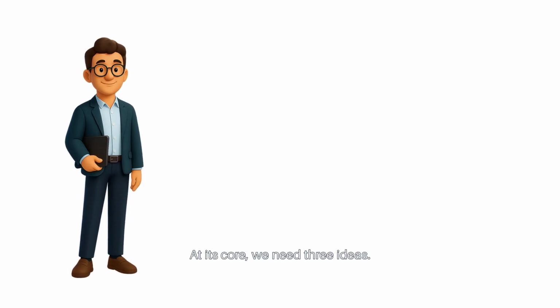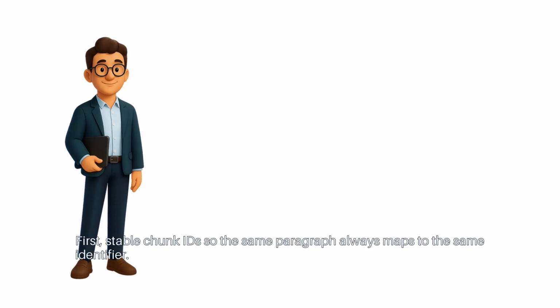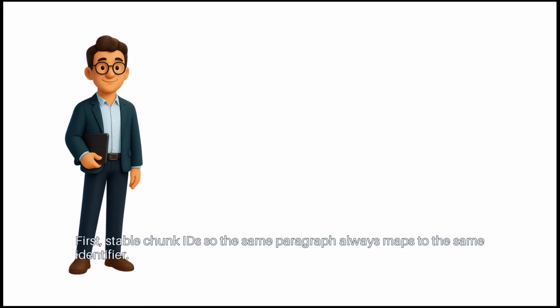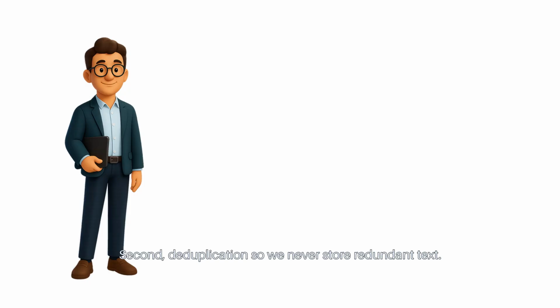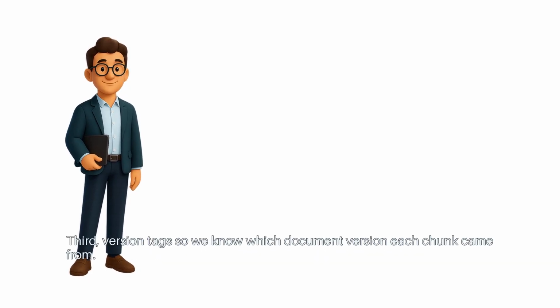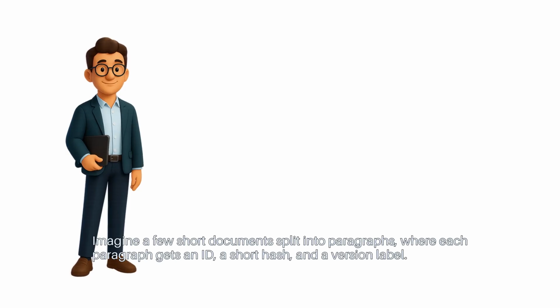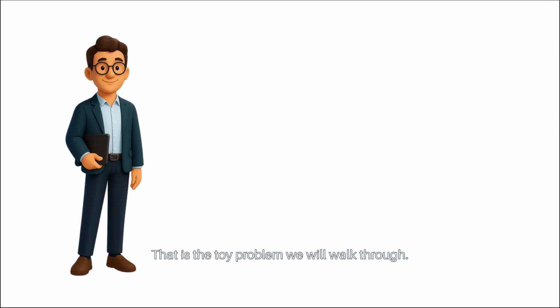At its core, we need three ideas. First, stable chunk IDs so the same paragraph always maps to the same identifier. Second, deduplication so we never store redundant text. Third, version tags so we know which document version each chunk came from. Imagine a few short documents split into paragraphs, where each paragraph gets an ID, a short hash, and a version label. That is the toy problem we will walk through.